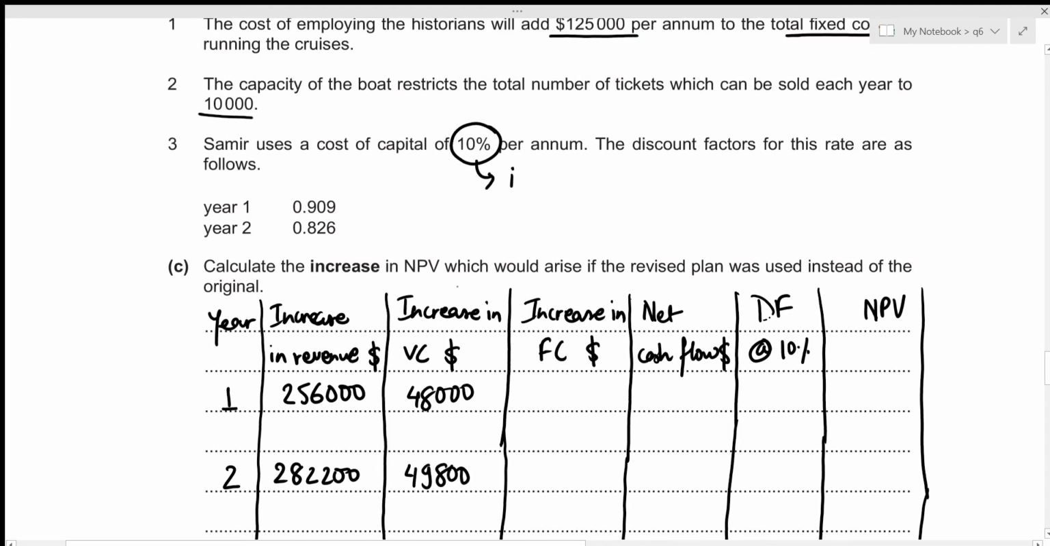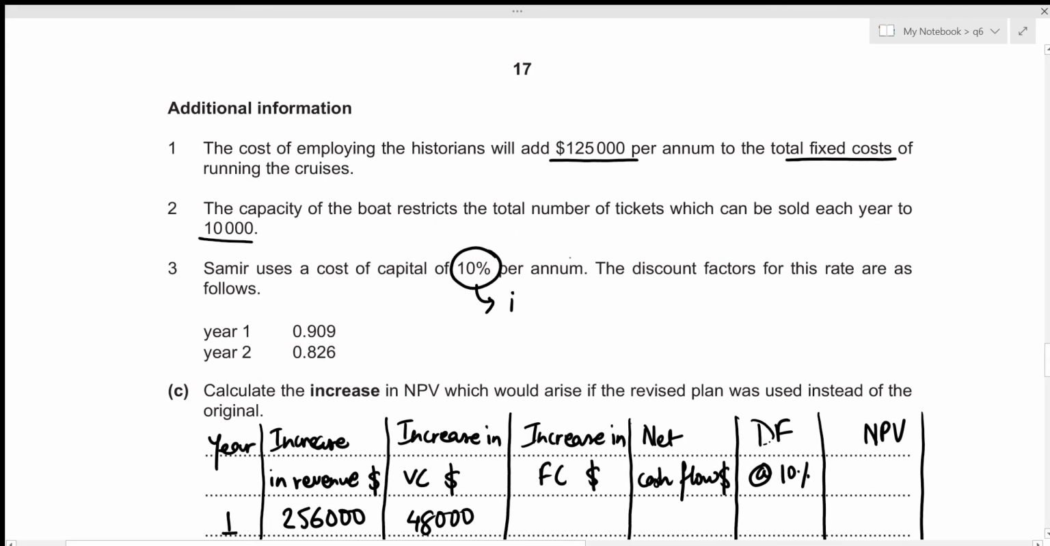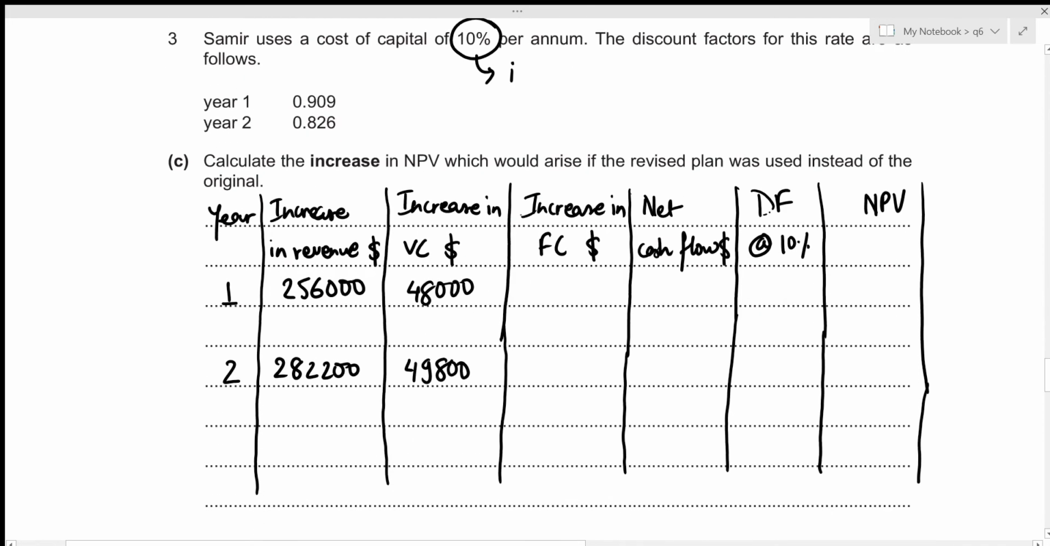Okay, now we need to figure out the increment in fixed costs. And like I said before, there were no fixed costs for the original plan. So the entire fixed cost given for our revised plan would be the increment value, right? And we are told that the cost of employing the historians will add 125,000 per annum to the total fixed cost. So this will act as the increment for both the years. Let's write this value down. That's 125,000 and 125,000.